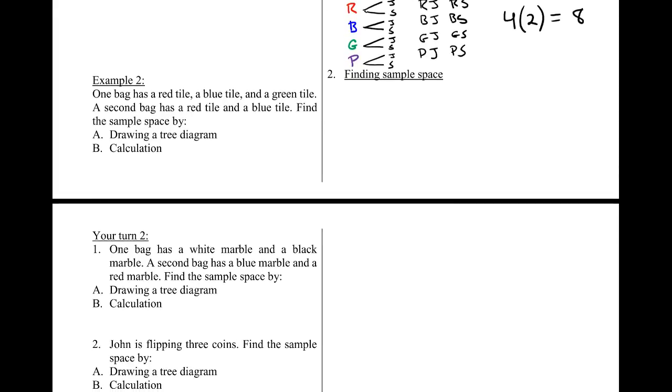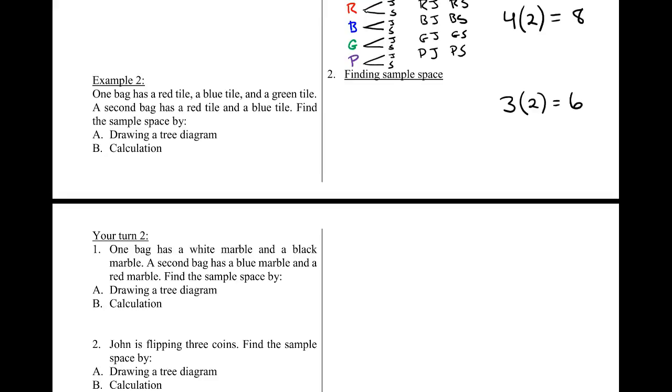Now, what if I want to find sample space with an example 2? If I have a bag that has a red tile, a blue tile, and a green tile, and then I want to pick from a second bag that has a red tile and a blue tile, what are the different combinations I can make? Well, the easy one is just do the calculation first. And we have 3 different options in the first bag, red, blue, or green, times our second bag, which has 2 different options, red and blue. So that means there are 6 total outcomes.